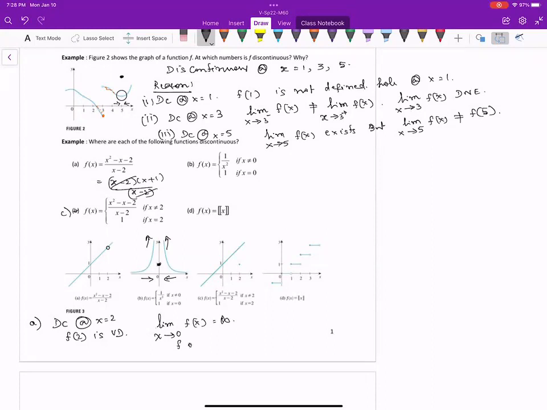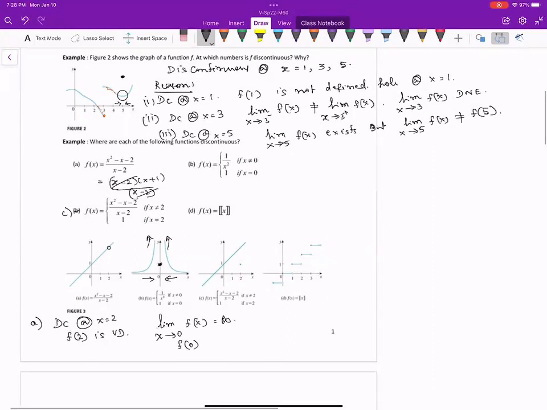But what is f of 0 though? F of 0 is something different. So it is not equal to the limit as x approaching 0 of f of x. F of 0 is not infinity. It is something different. It's a point here. So that is for the second part, the reason.